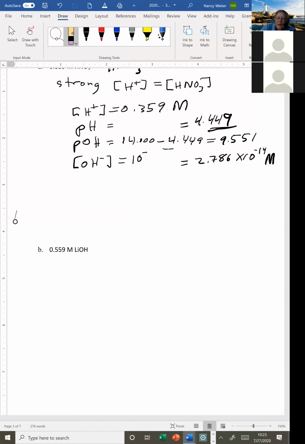It's harder when I'm doing this in front of people. Yes, it is the log of 0.359, which is 4.449. Thank you. Okay, so this is, we'll have to, do you have the noises you hear are my dog. She thinks I should be giving her attention.